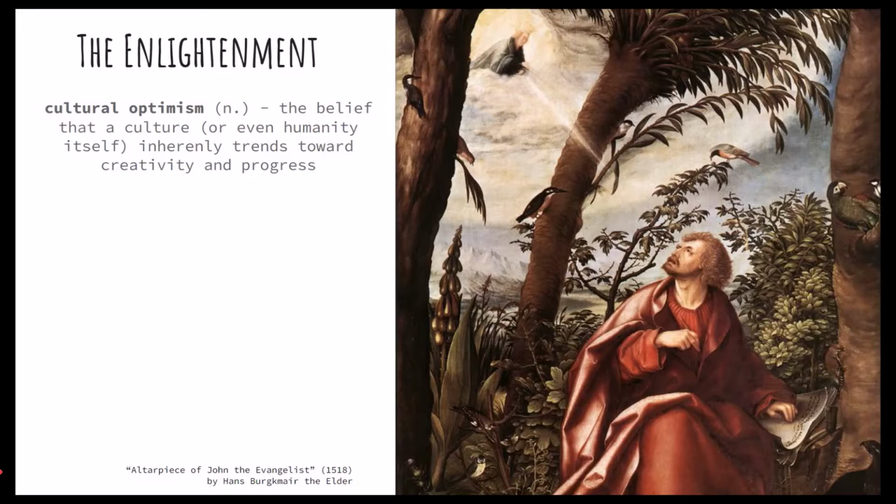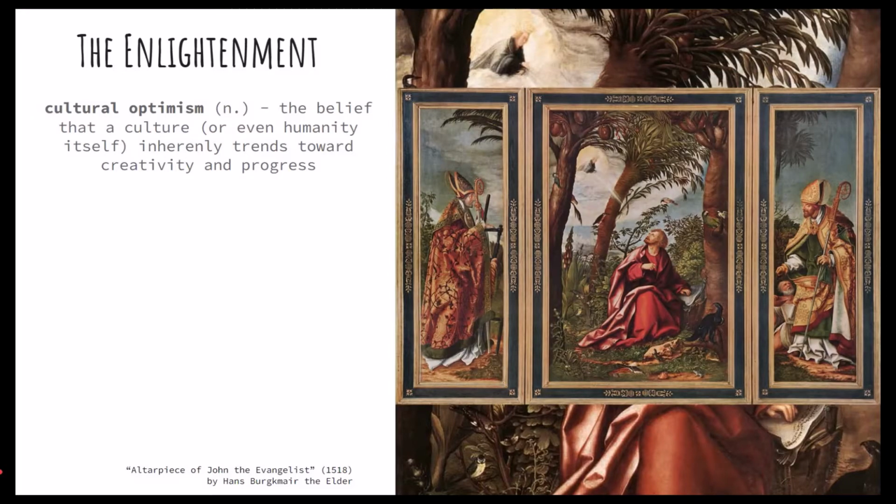And in the altarpiece of John the Evangelist, a little bit earlier, as you can see, than the other two paintings, by Hans Bergmeyer the Elder, we have actually this three-piece painting. In each of these three panels, we have a very important representative of Christianity. We have a saint on either side. You can see them in their saintly attire, St. Elmo and St. Martin.